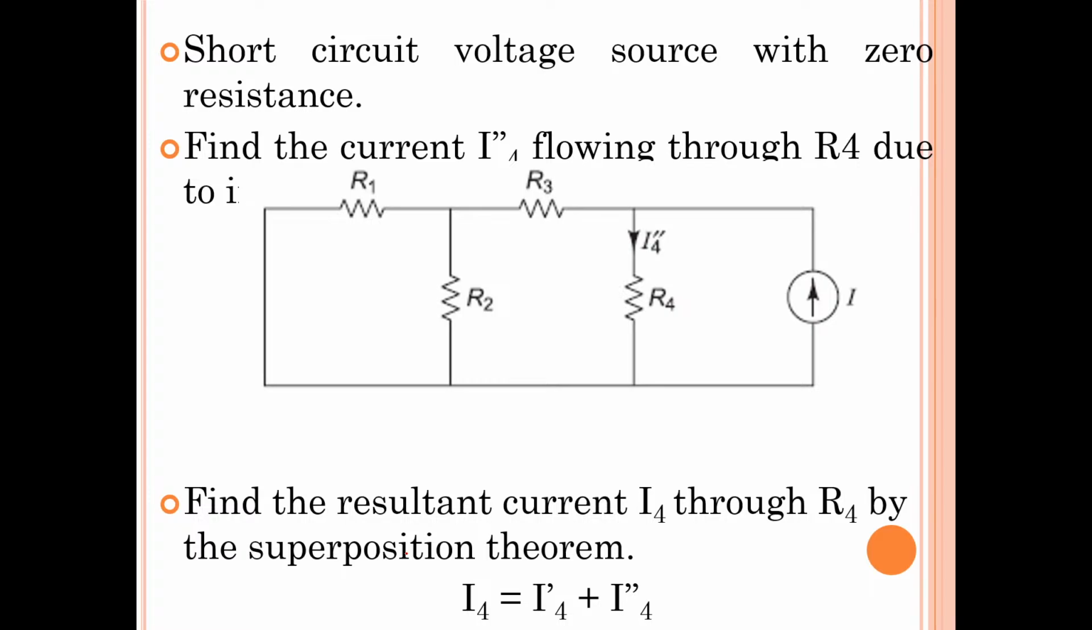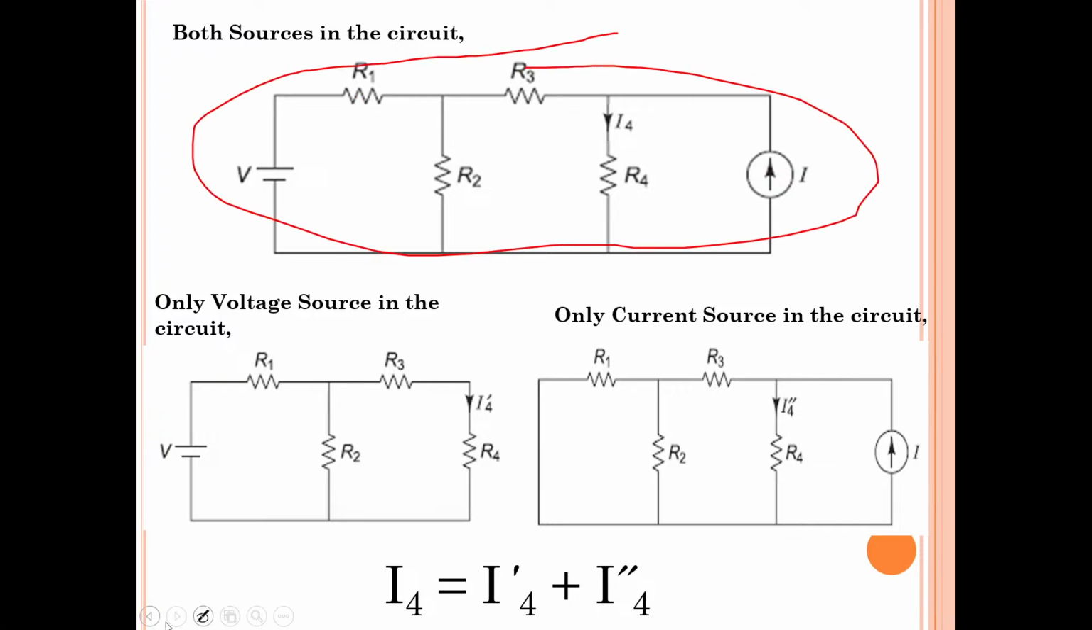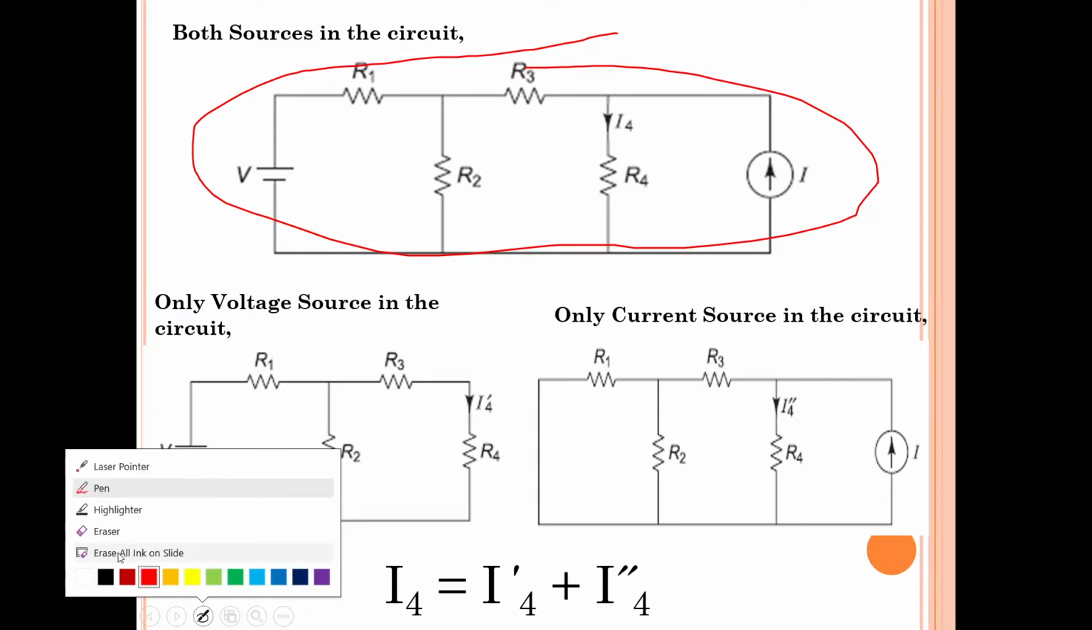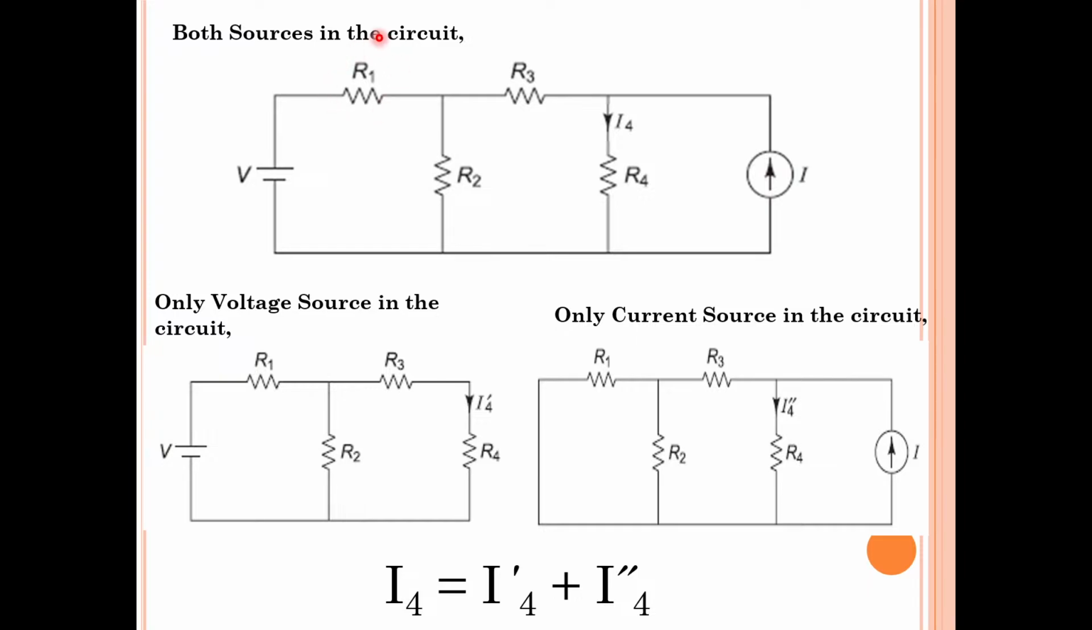I will just show you an image. You can see this is the first circuit. If you observe this first circuit carefully, you can see R1, R2, R3 and R4. These 4 resistors are connected in some series-parallel combination. And in this circuit, how many sources are there? 2 sources. This is one voltage source. This is a current source.